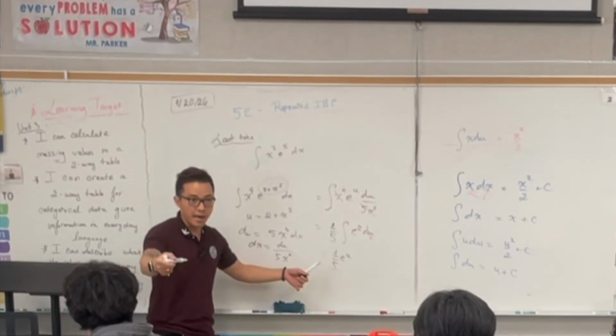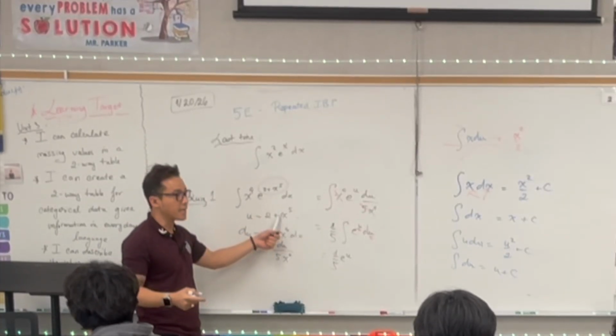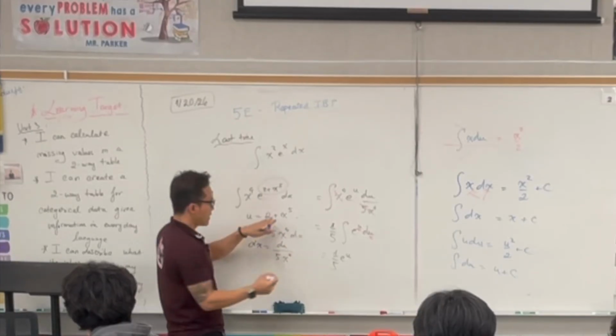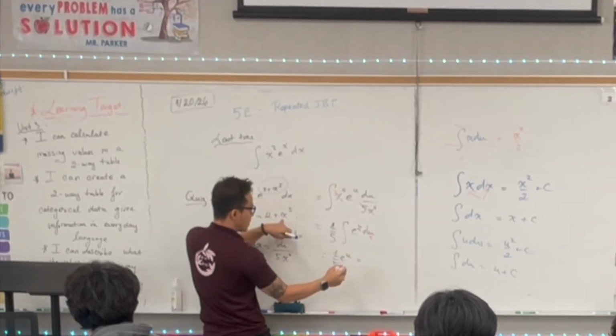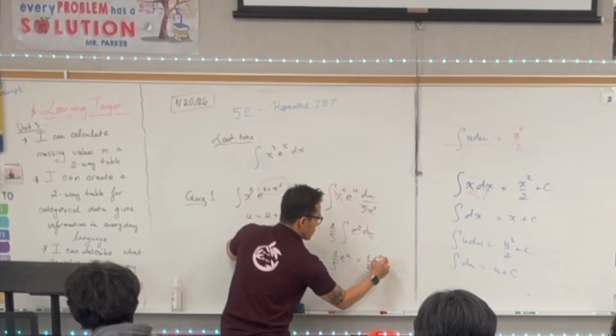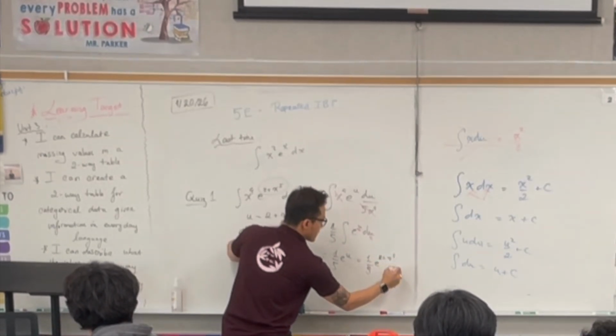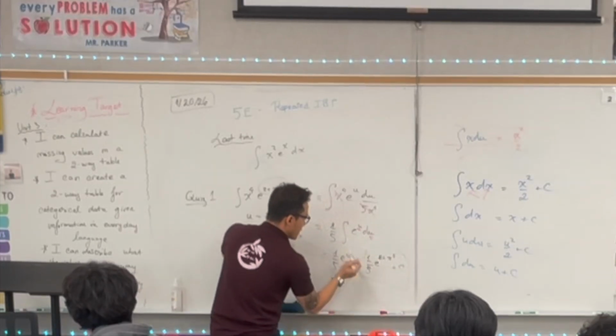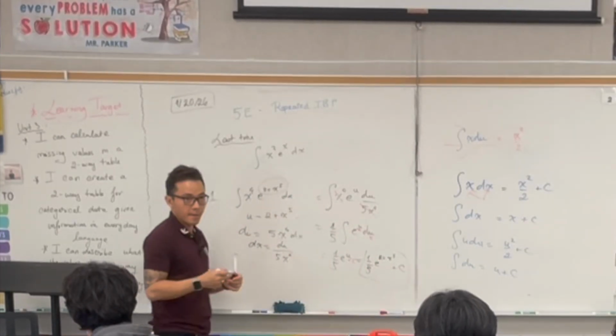Can you keep this one as the answer? No, you need to replace it by the x again, because I didn't ask you about the u, they asked about the x. Now look at the x, u equal to 2 plus x^5. So e^(2 plus x^5) plus C. Oh, don't forget plus C. Okay?